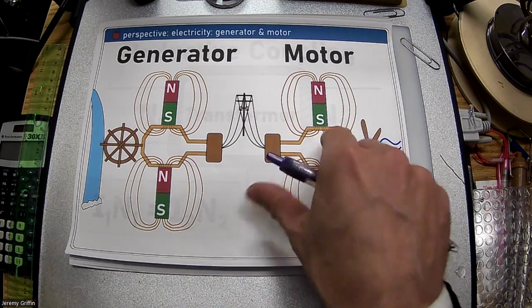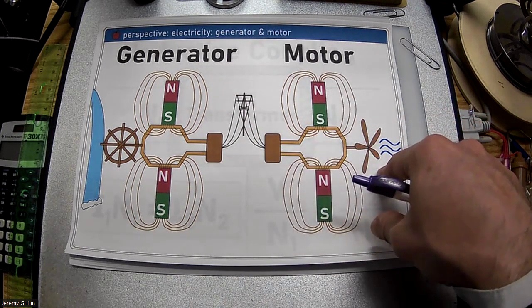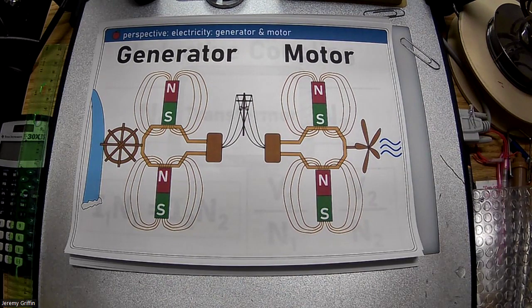Just very simply, you run a wire past a magnet, and that will create a physical force. So that's a motor.